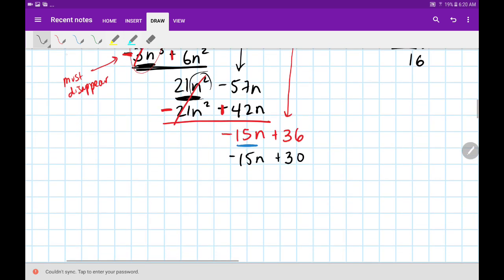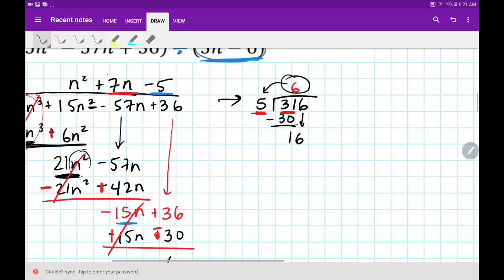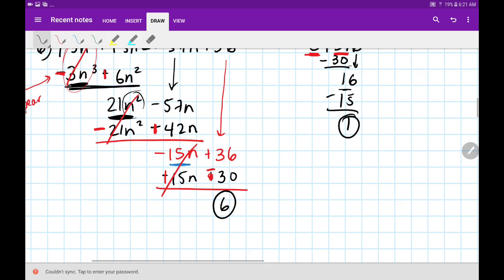I'm going to subtract, meaning I am flipping the signs, and add downwards. So these go. And then plus 36 minus 30 is a positive 6. And whatever happens, let's look back here really fast. When I did the 6 times 5, I got 30. I got a 1, brought down the 6. Okay, now 5 times what gives me as close to 16 as possible? That'd be 3, multiply. And now I'm done, but I have this extra number at the end.